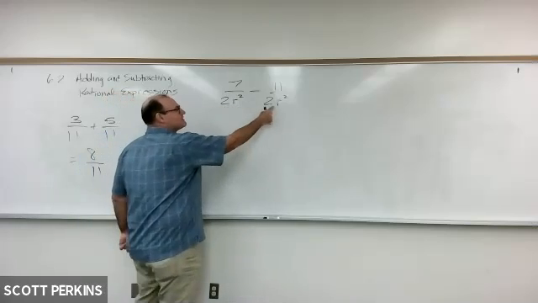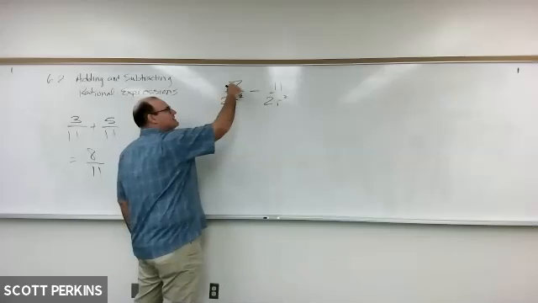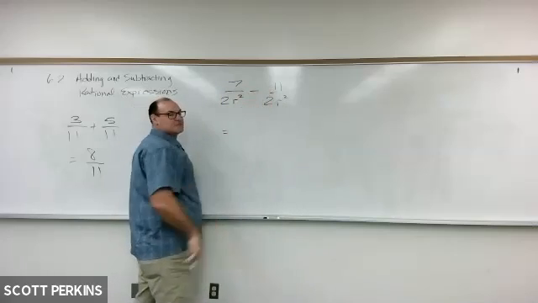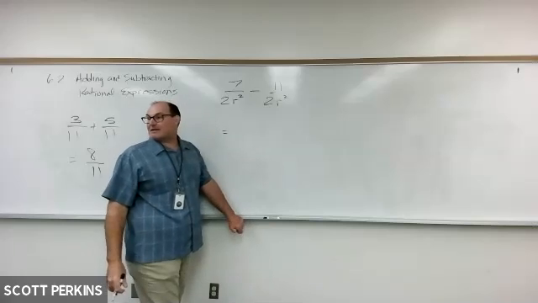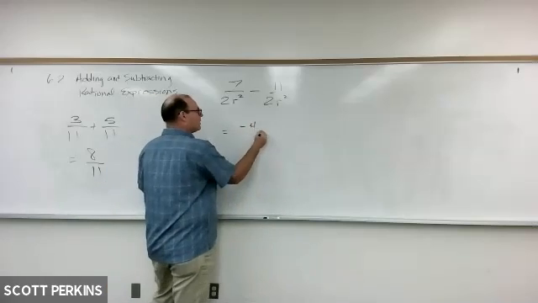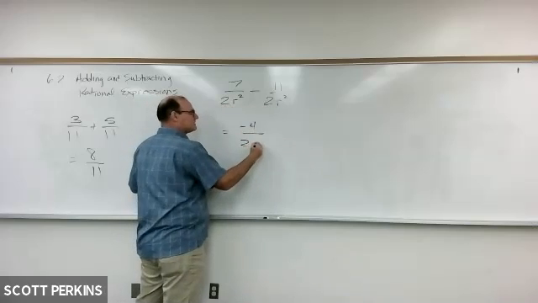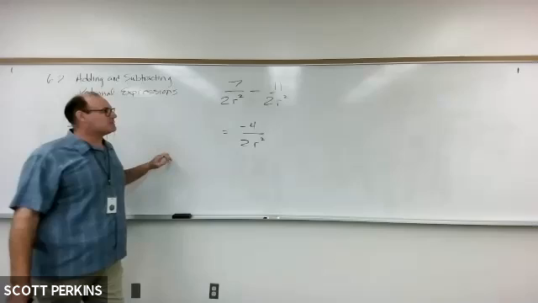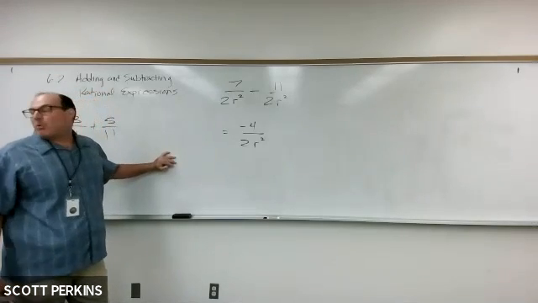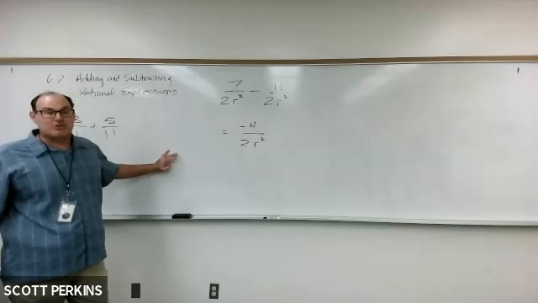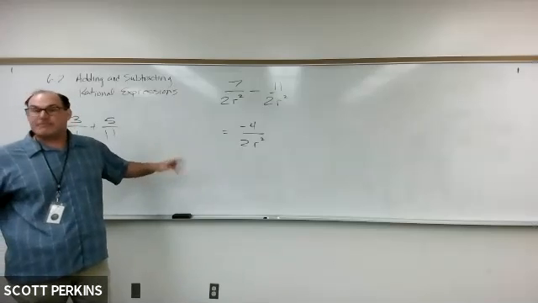So the denominator is the same. That's fantastic. So 7 minus 11, what does my calculator tell me 7 minus 11 is? -4, over 2r squared. We leave the denominator alone. You don't do anything once it's common. And then at this point, if you can simplify the fraction, you do. If you can't, you're done.